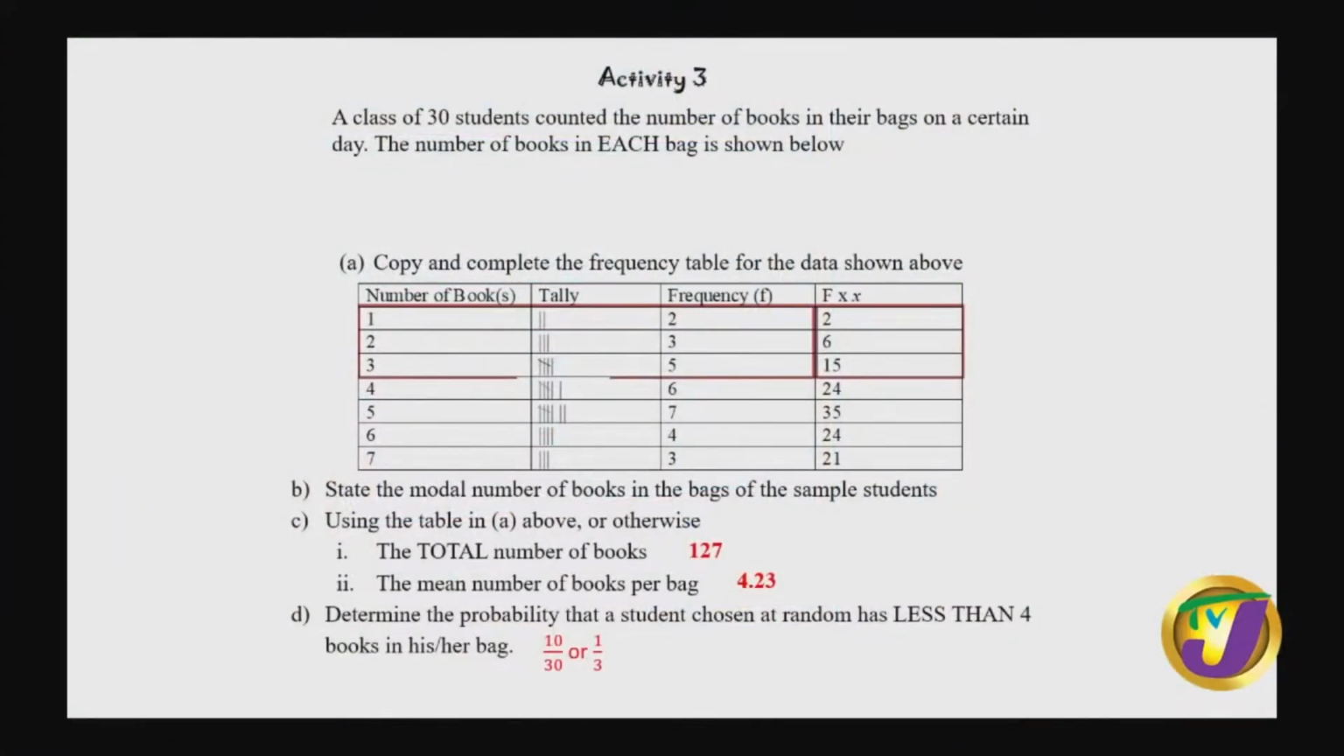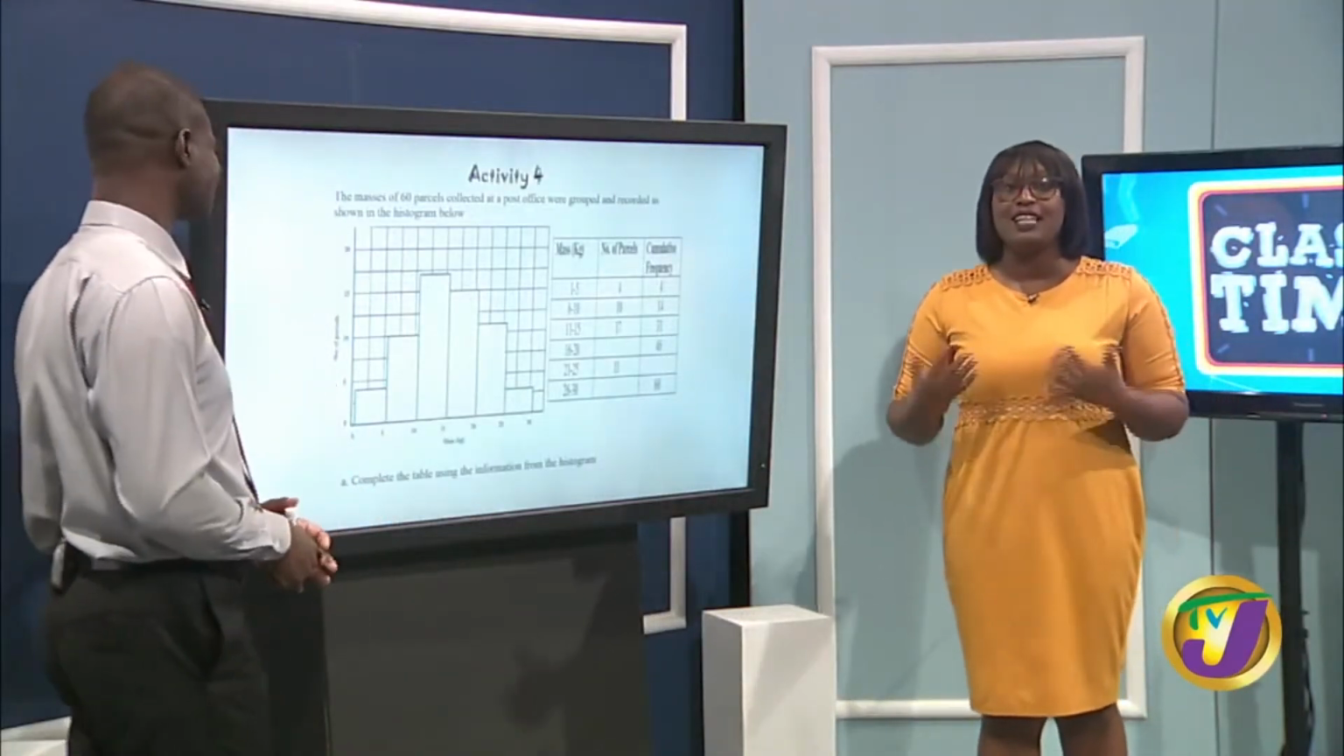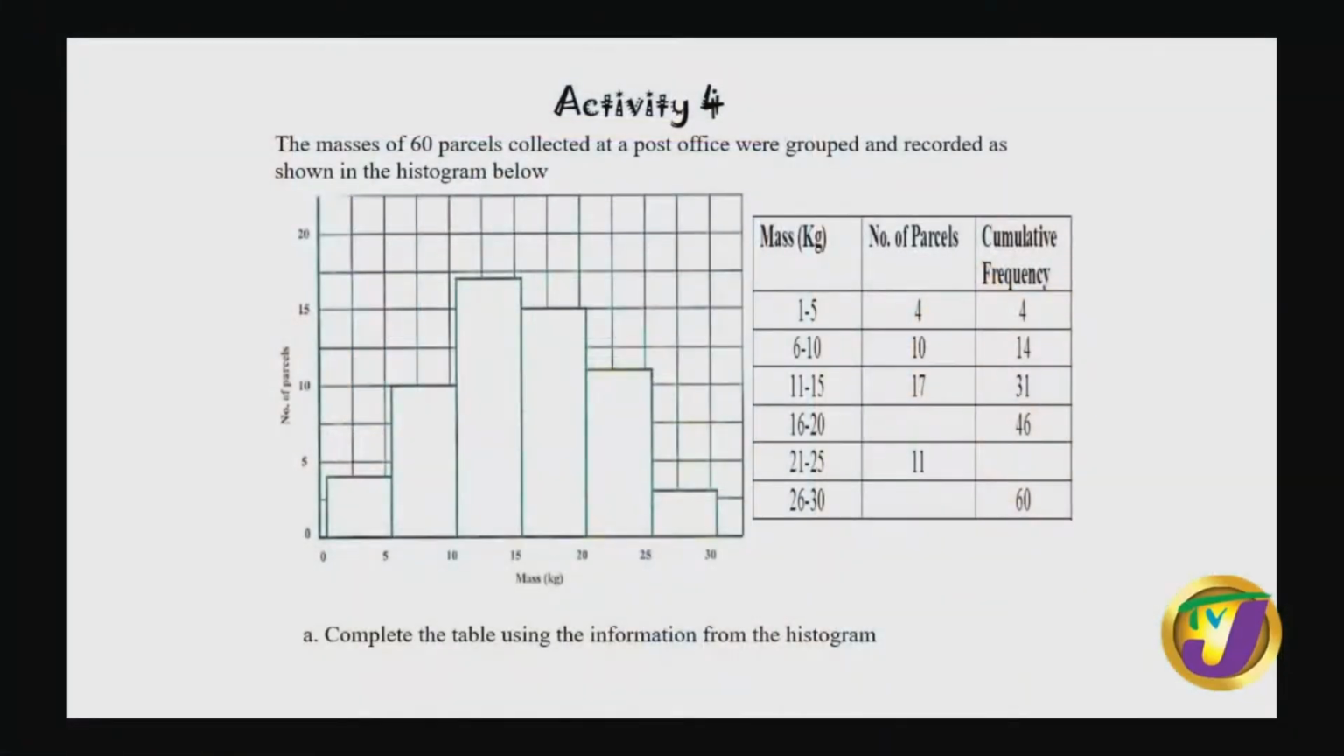All right, let's look at another one. Guys, we're riddled with questions and activities for you today. I hope that you're getting into the mood of things. So here we have activity 4, and now we're looking at the mass of parcels. We have 60 parcels in total at the post office, and we have the data grouped and recorded in a histogram. We looked at the table before with grouped data, and now we're looking at a histogram. You're asked to complete the table using the information from the histogram.